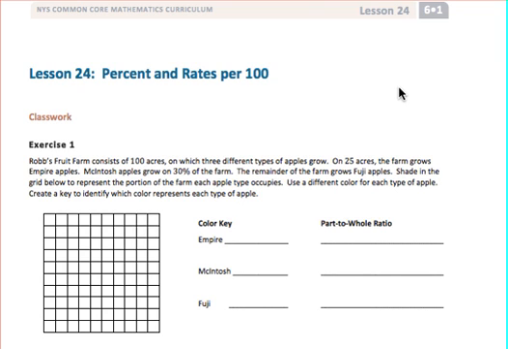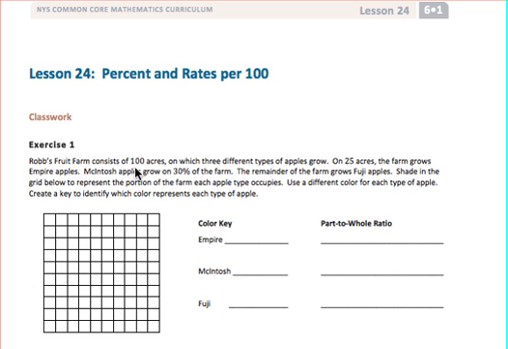In lesson 24, we're going to begin a short study of percents, and we're going to start with very convenient numbers. Exercise 1 talks about Rob's fruit farm, which consists of 100 acres, very conveniently.